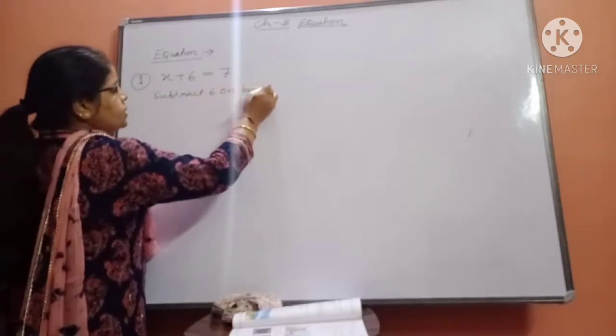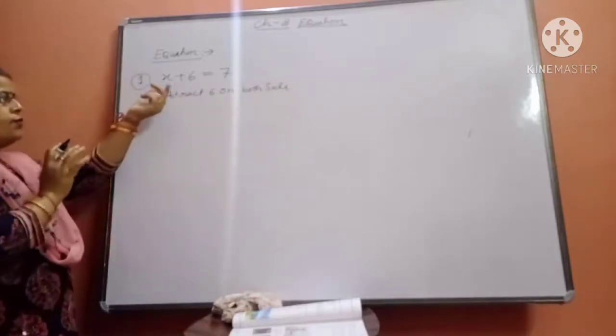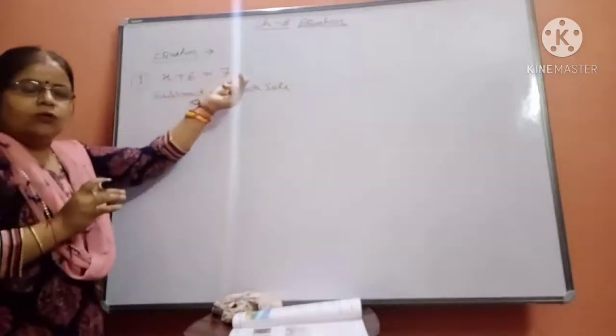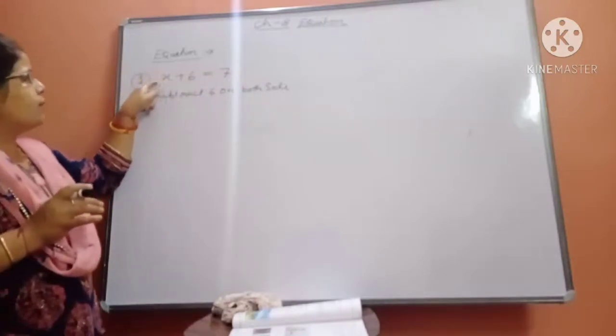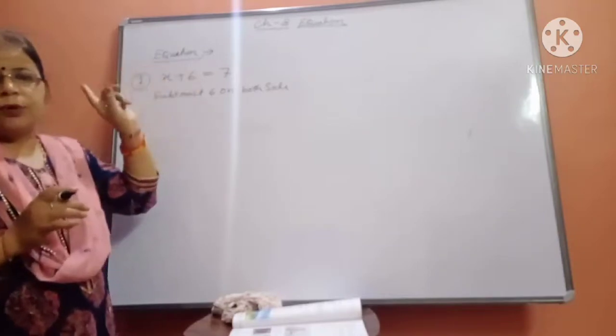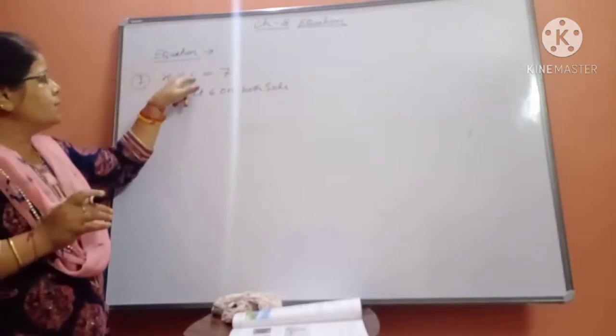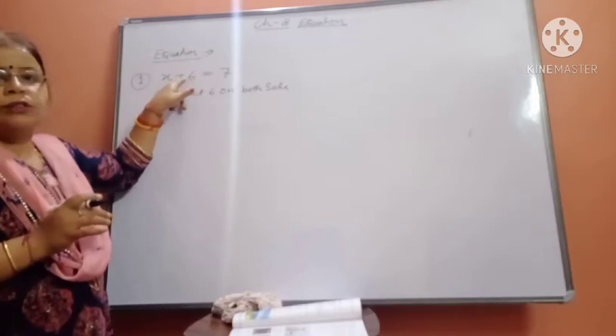What I taught you just now, whatever operation we do on the left hand side, the same operation we will do on the right hand side. And how will we do it? We would like to make this variable free. We don't want any number along with it. So for removing this number, we will do the opposite sign operation with this number.